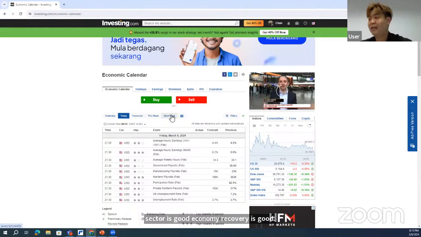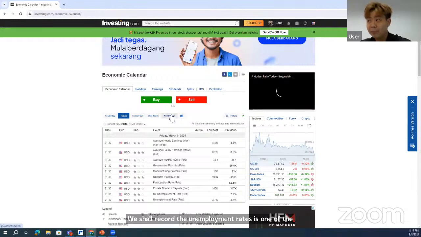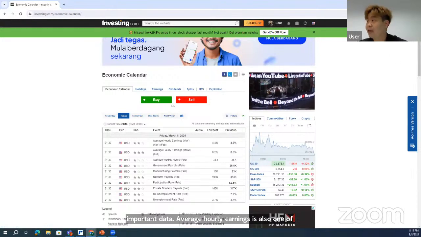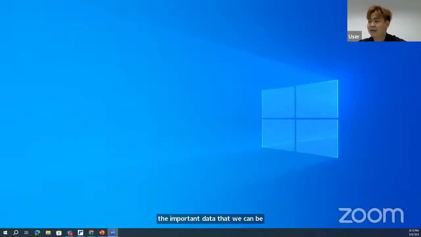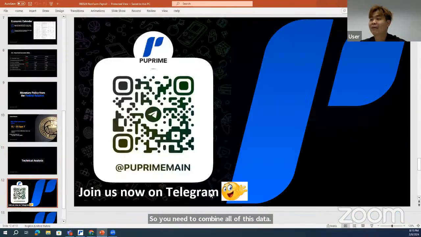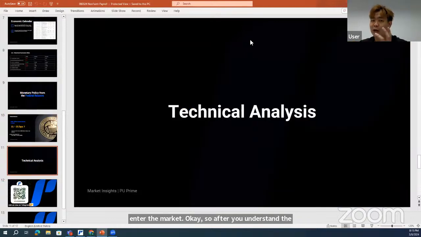Not only the NFP data you must keep an eye on, you need to watch other crucial data as well. The unemployment rate is one of the important data, and average hourly earnings is also important. You need to combine all of these data before you enter the market. After you understand the data, the next thing you need to do is try to understand what the Federal Reserve is going to do in the future.